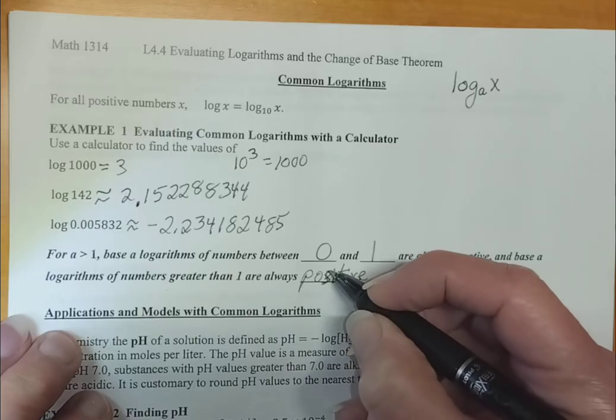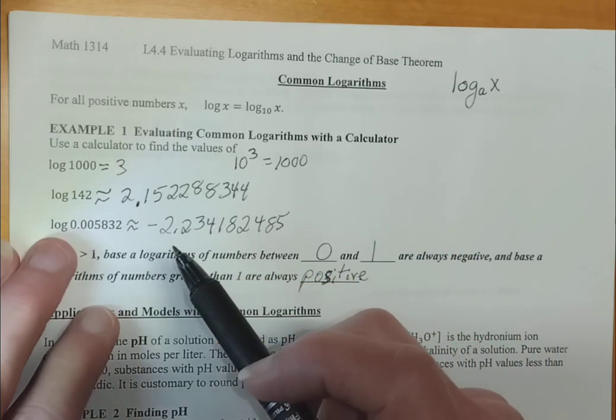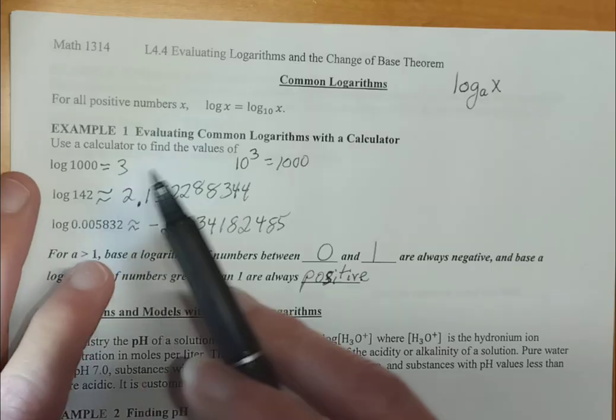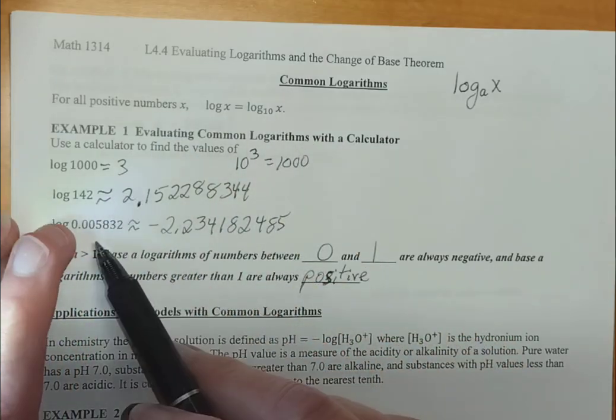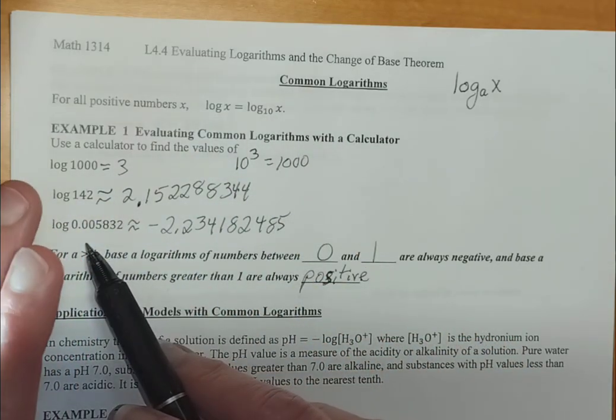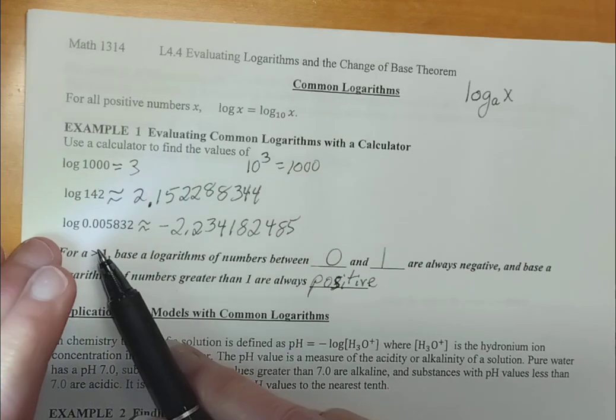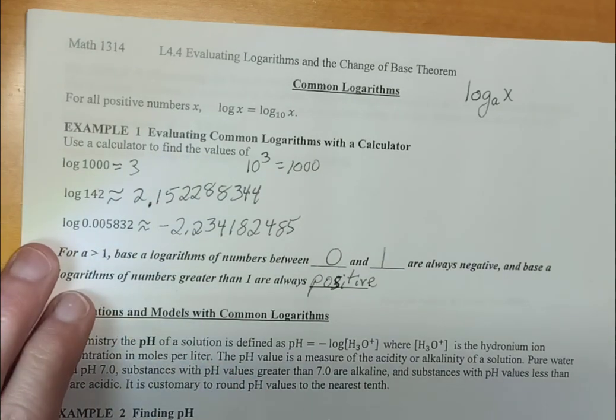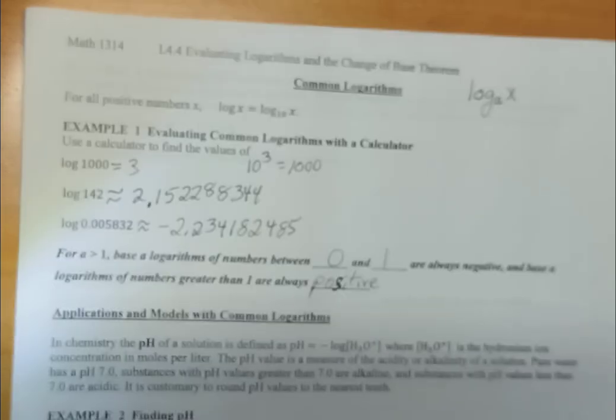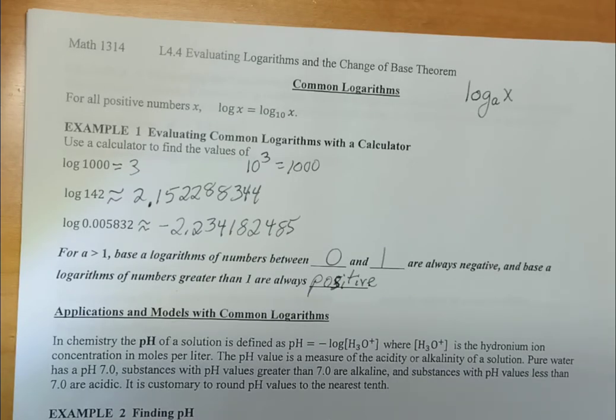So we get positive values if our input is greater than 1, if our argument is greater than 1. But if our argument is a number less than 1, of course it had to be greater than 0 but less than 1, then our output, our exponent that we put on 10, is going to be a negative value.